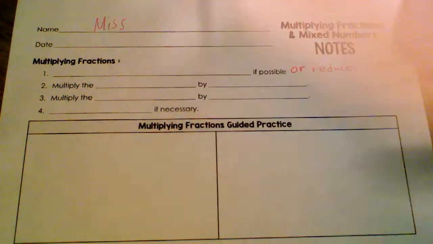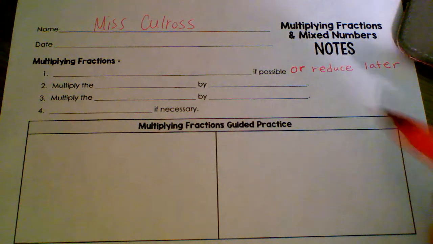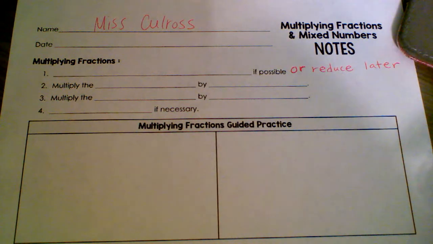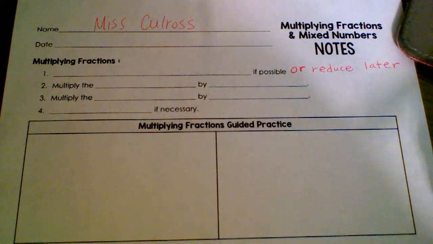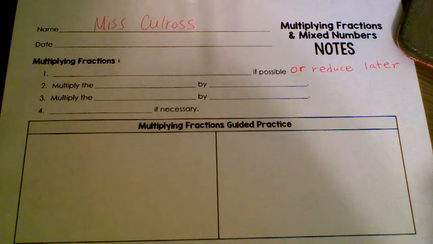So we're going to start with multiplying fractions. In my opinion, multiplying and dividing is a little easier than adding and subtraction because, unlike adding and subtraction, we don't have to find common denominators. We can just use what's given to us. So that makes it somewhat easier, in my opinion.